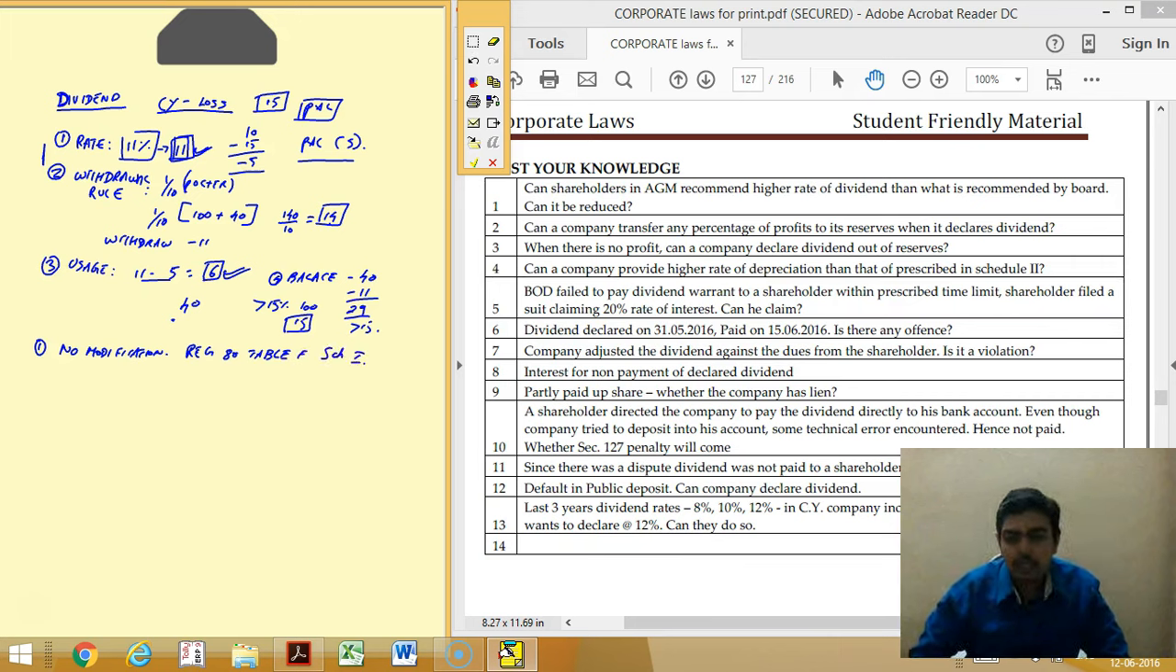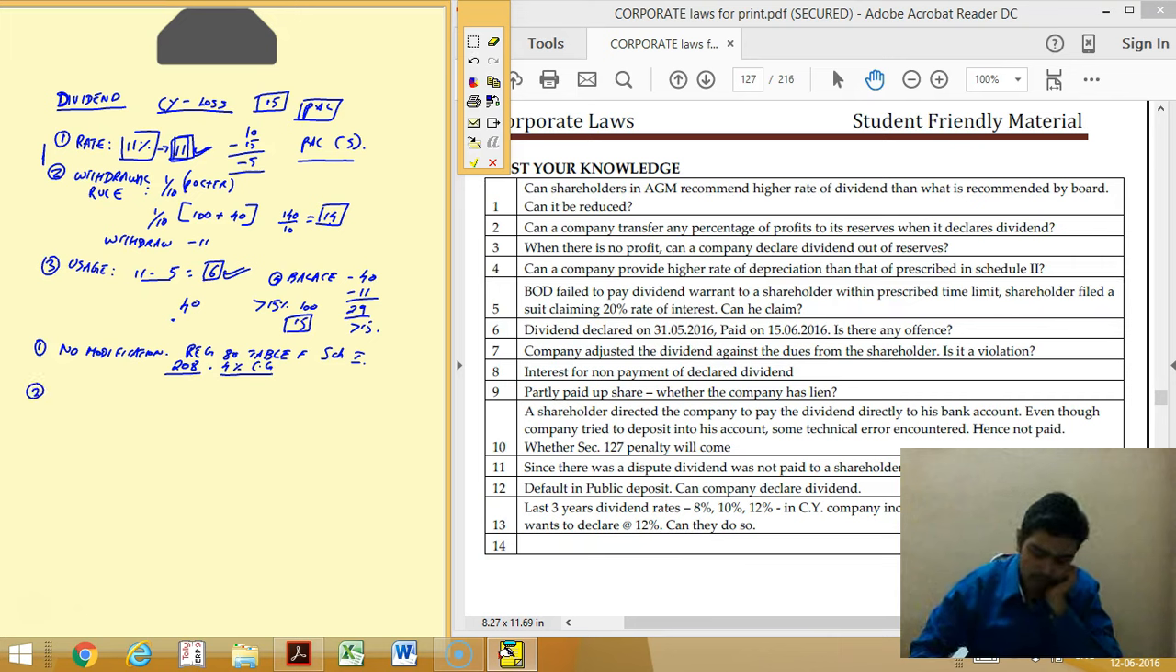But that reduction is possible only in case we are declaring dividend through payment of interest out of capital, as per section 208 of the Companies Act 1996, which I have explained in detail that time. It says payment of interest out of capital, only 4% can be paid with central government approval. So if more than 4% is proposed, then it can be reduced.